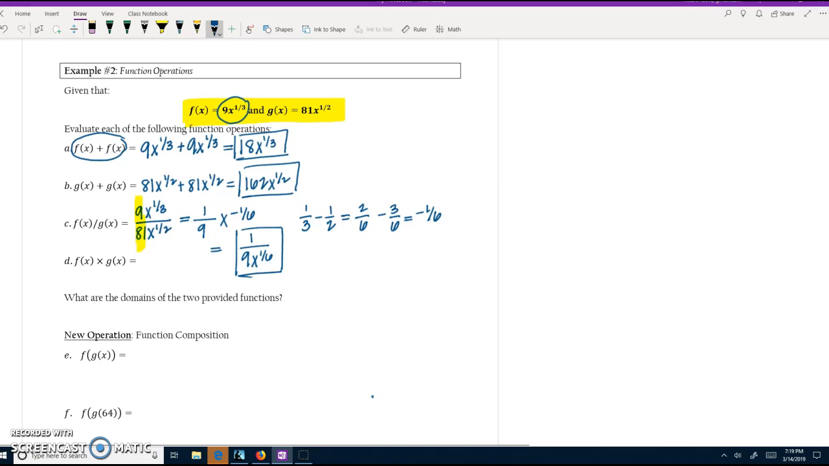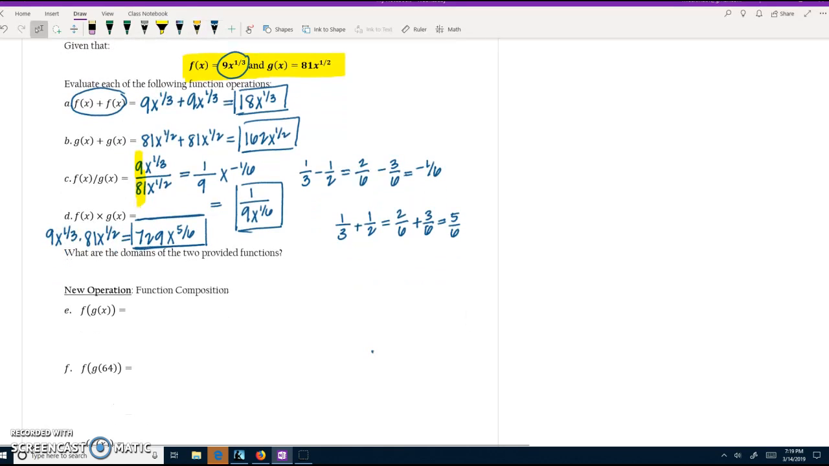Last up, I have some multiplication. So I need to take f of x and multiply it by g of x. So I'll have 9x to the 1/3 times 81x to the 1/2 power. So here, when I multiply 9 by 81, I'm going to get a bigger number. I'll get 729. And when I add 1/3 and 1/2, I have that same dilemma as before where I need to get it into a common denominator of 6. So I'll have 2/6 plus 3/6, and that's going to be 5/6 as the exponent on the x value. So I'll end up with 729 times x to the 5/6.